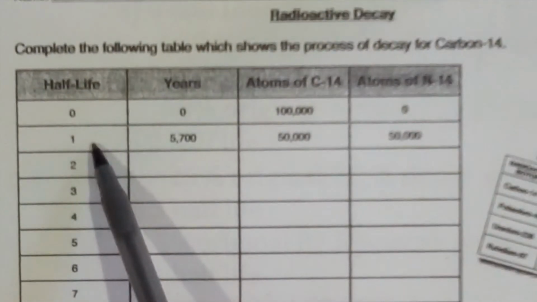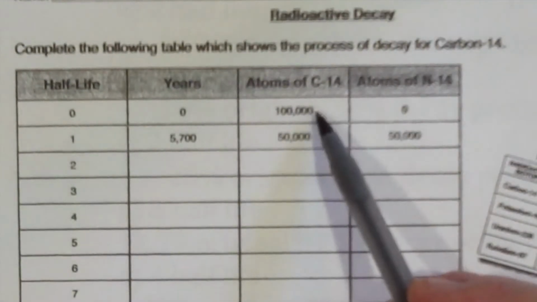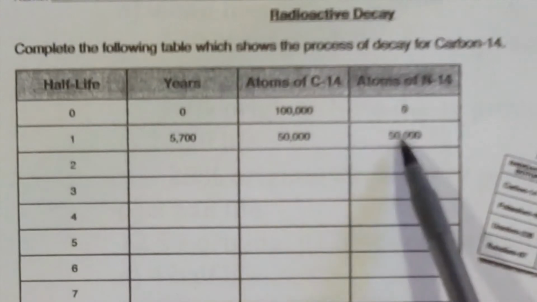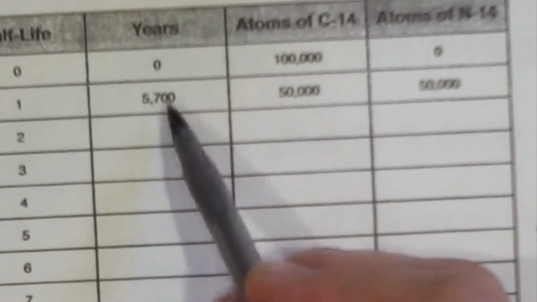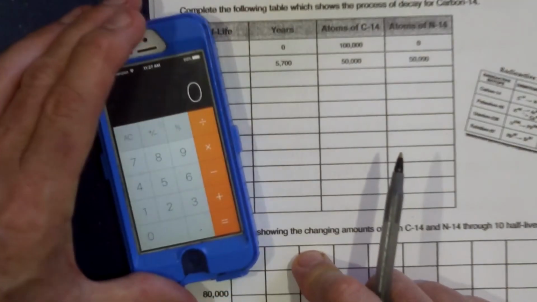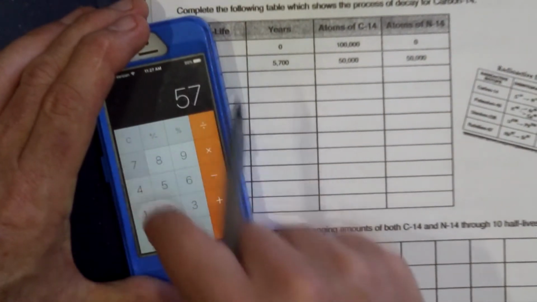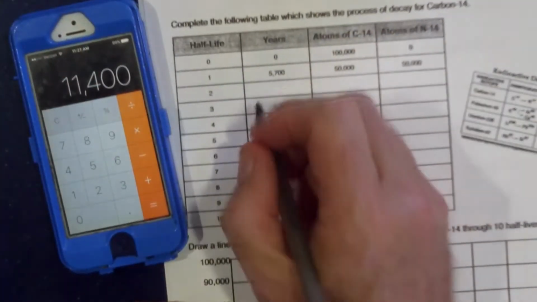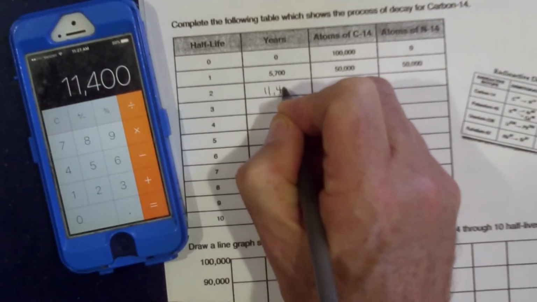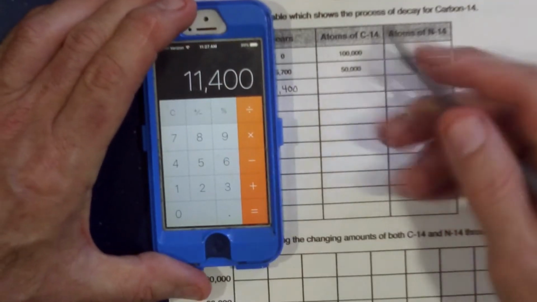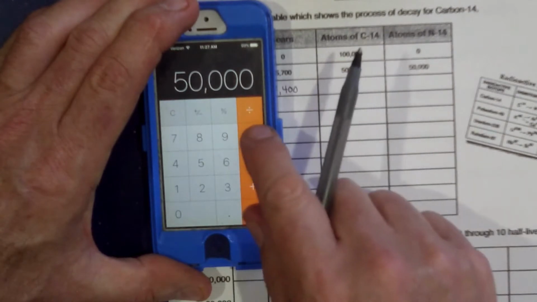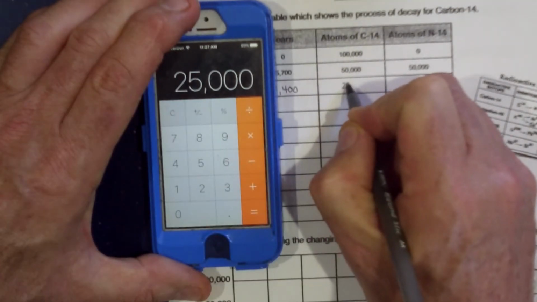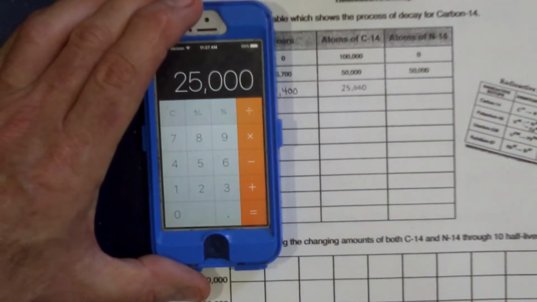So after one half-life, 5,700 years, we have half the original amount, and we figured out how much decay product we have. At 2 half-lives, another 5,700 years has passed. To calculate the number of years, I'm going to take the 5,700 plus another 5,700 years. At 2 half-lives, we're at 11,400 years. Now, since one half-life has passed, if we had 50,000 atoms to start off with, now we have half of that amount. I now have 25,000 atoms of carbon-14.